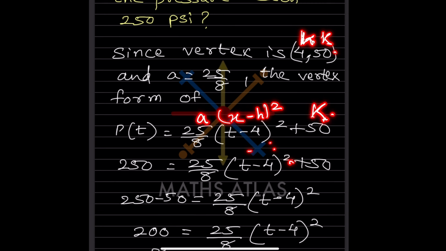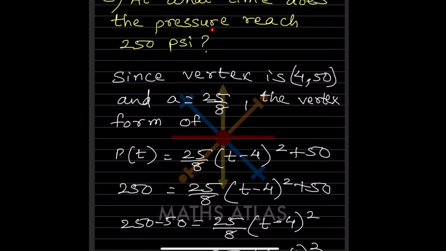So a into x minus h square plus k, the vertex formula. Here, in place of x we have t, h is 4, and k is 50. So what will you write here? t minus 4 square plus 50. Now it's given that the pressure reached 250 psi. So this will be 250. This whole part, P of t, is 250.